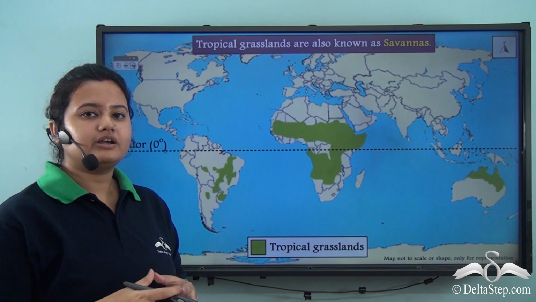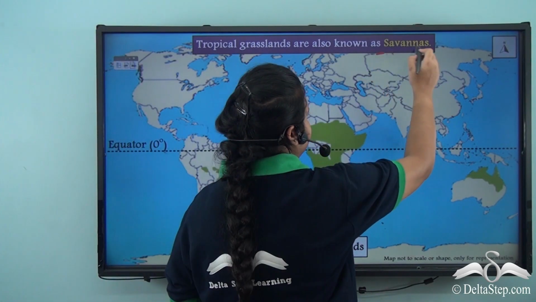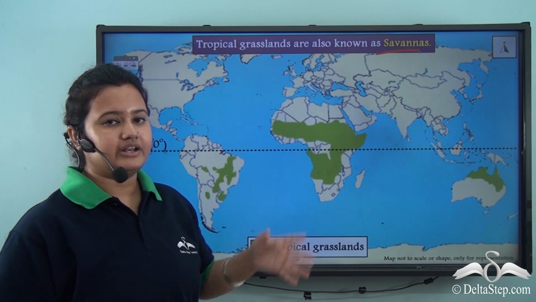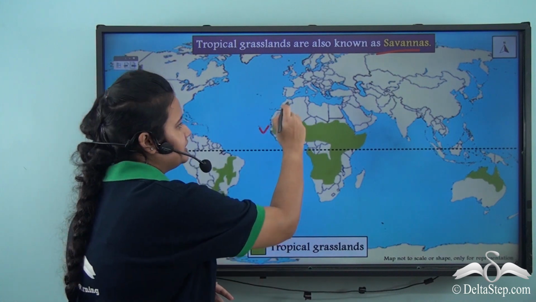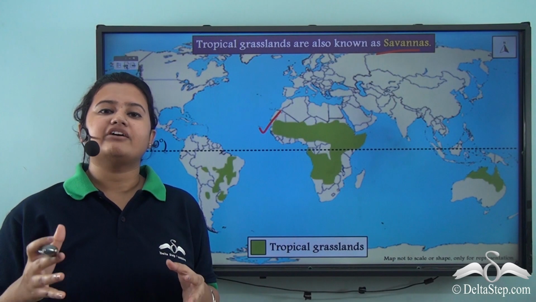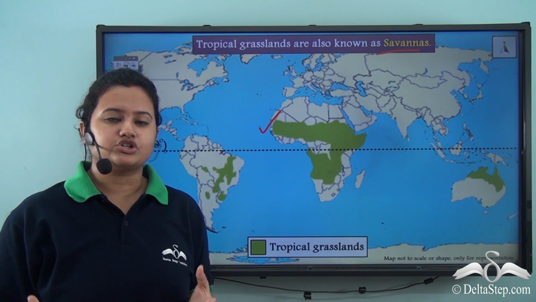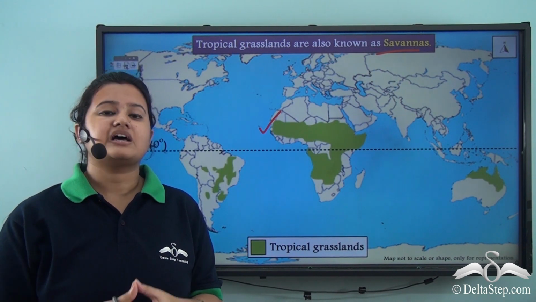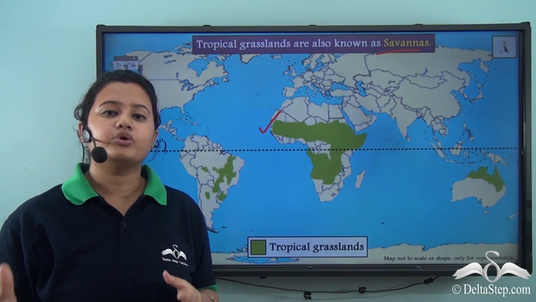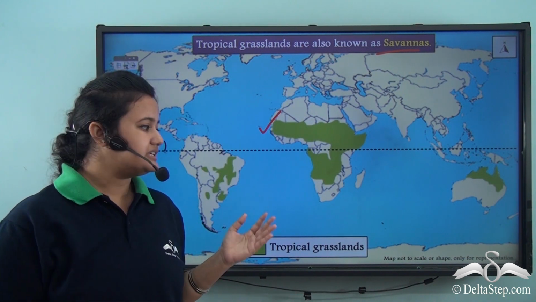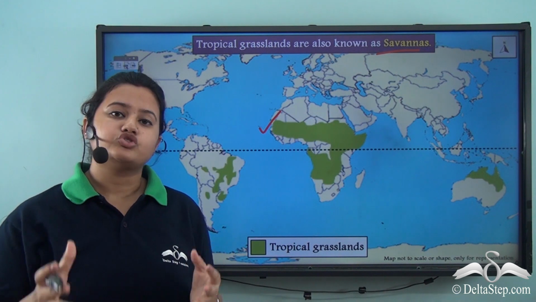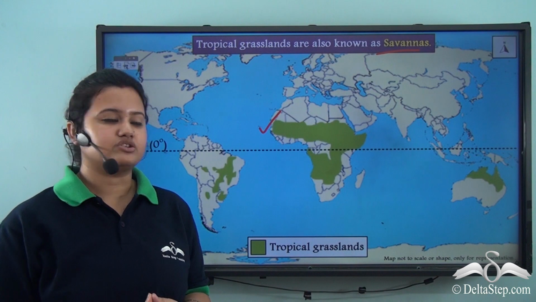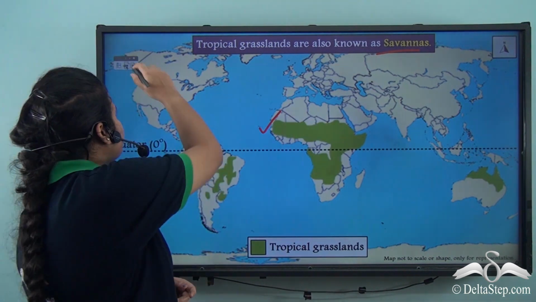Another name for tropical grasslands is savanna. Thus, tropical grasslands are also known as savannas, especially in African countries. So till now we have discussed the location of tropical grasslands. We read that the tropical grasslands are located very close to both the tropics, and therefore these grasslands are known as tropical grasslands. We shall now discuss the climatic conditions of this biome.